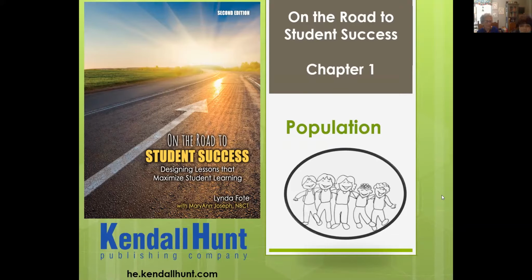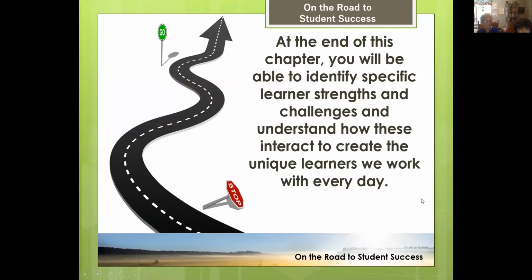Each of our chapters has an objective. I forgot that word. That's all right. So it has an objective that we aim for, just as a lesson plan would aim for. So why are we teaching this became some of the questions that we asked ourselves as we put the work together. So at the end of chapter 1, you would be able to identify some specific learner strengths and challenges and understand how these interact to create the unique learners we work with every day.